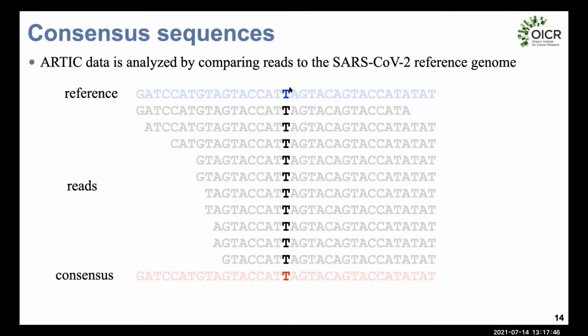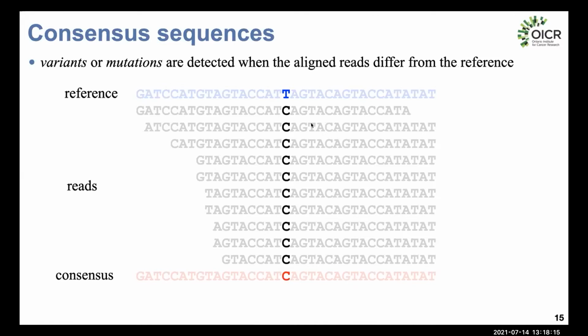I'm highlighting one position here where there's a T in the reference, and all of the evidence in the reads for this sample also shows a T. So we would put a T in our output consensus sequence, which is what we've done here. This position has strong evidence that the sample we've sequenced matches the reference allele. If we look at a different example, here we have a T in the reference, all the reads aligned to it show a C, and we would put a C into our consensus sequence. We would call this either a variant or a mutation at this position.